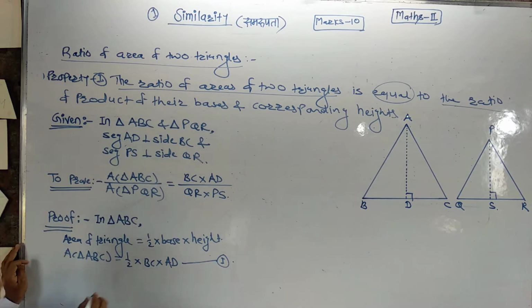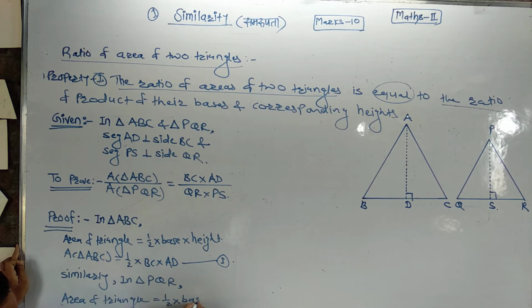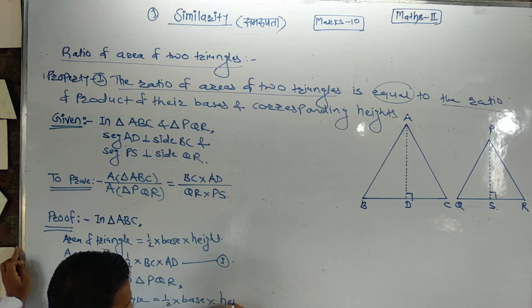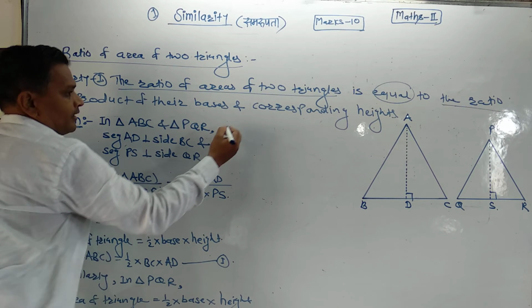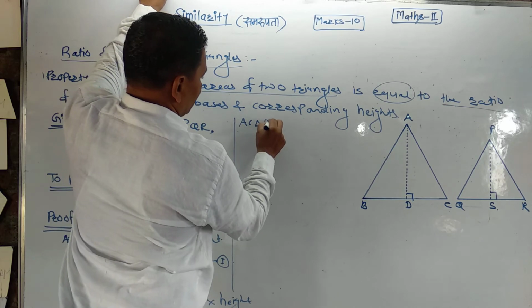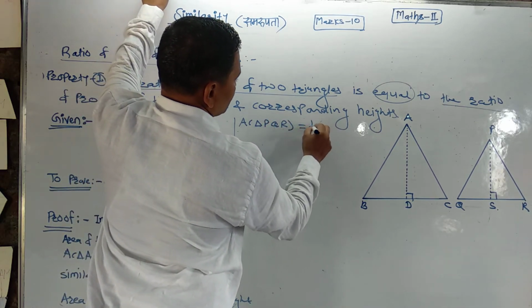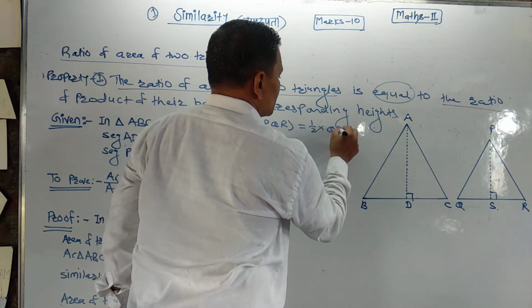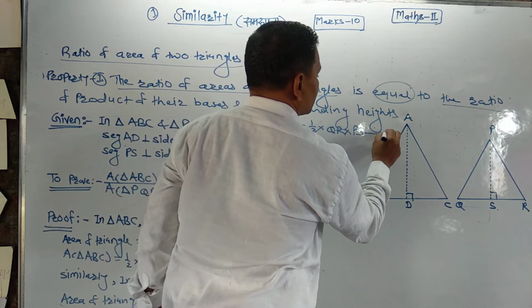Similarly, in triangle PQR, area of triangle equals 1 by 2 into base into height. Right? Now area of triangle PQR equals 1 by 2 into base QR into height PS, step number second.